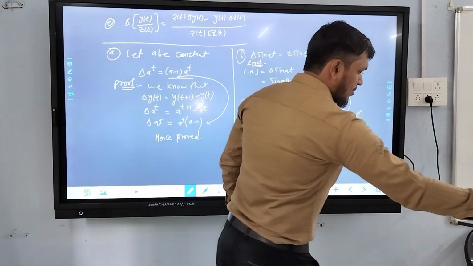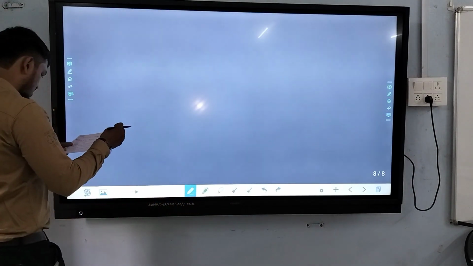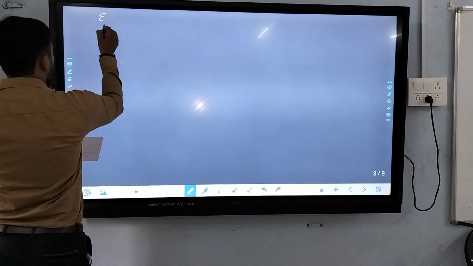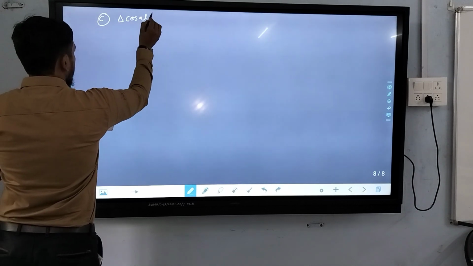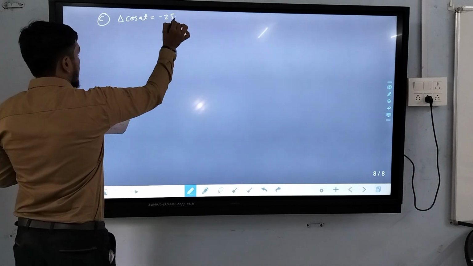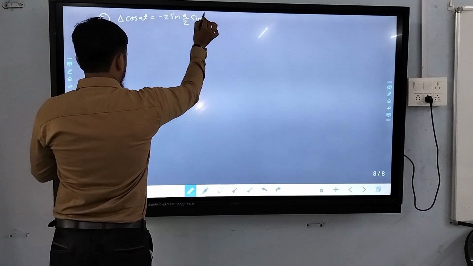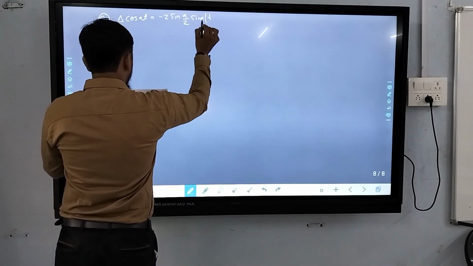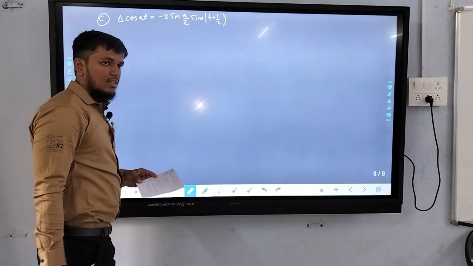So the third part of the theorem is, in the third part we have to prove that delta cos at is equal to minus 2 sin a by 2 and sin a(t plus 1 by 2).